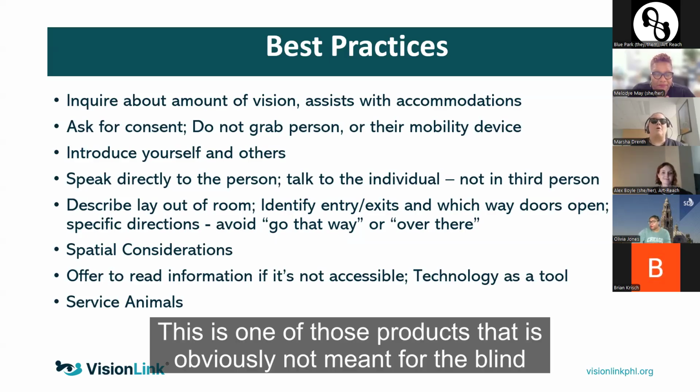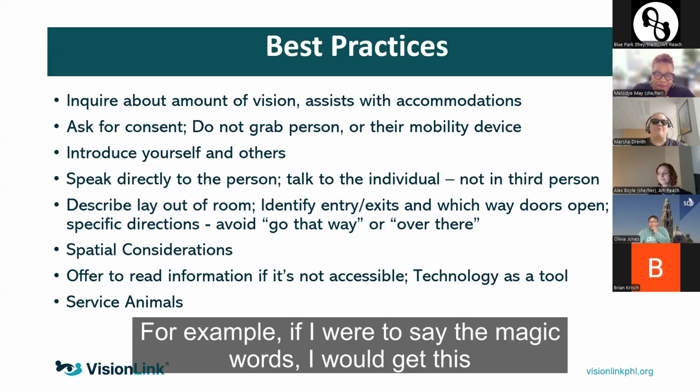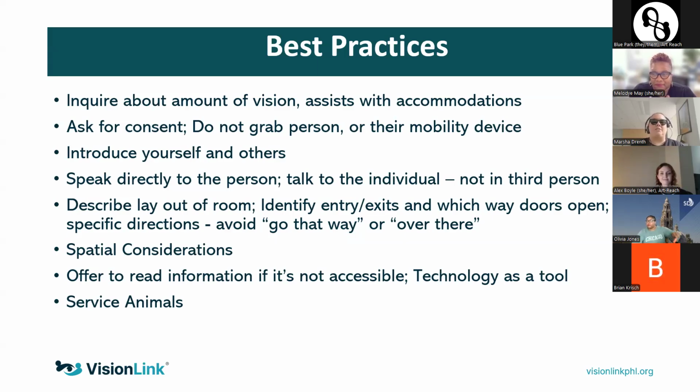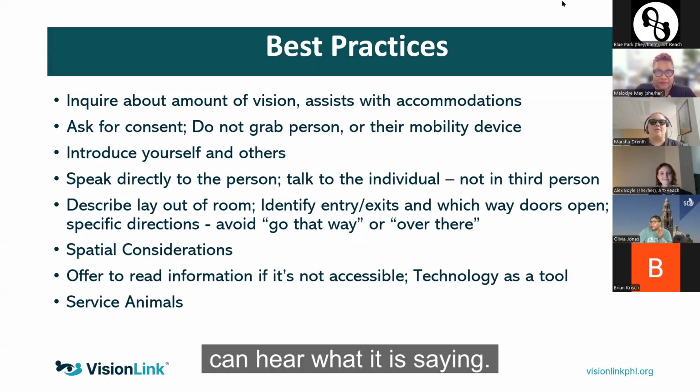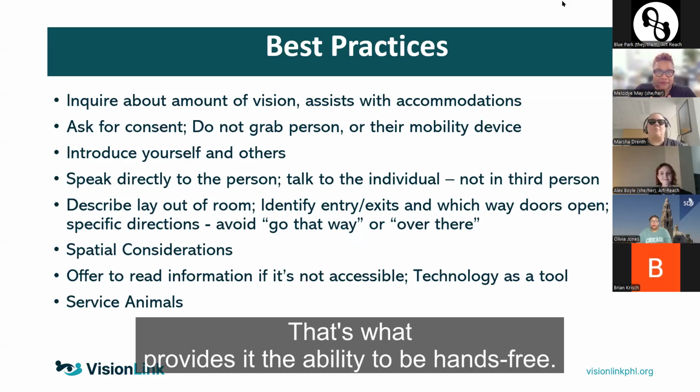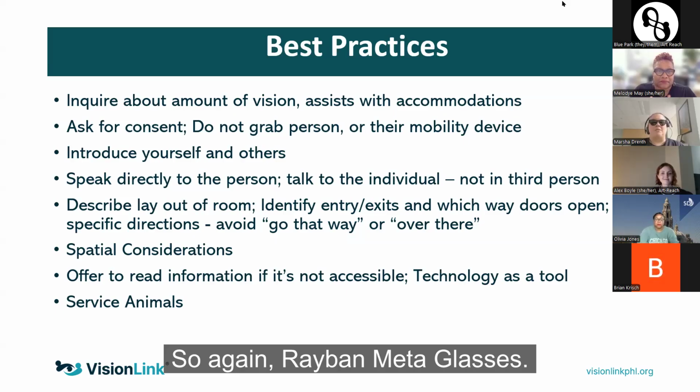And this is one of those products that is obviously not meant for the blind and visually impaired, but by far the blind and visually impaired benefit. So, for example, if I were to say the magic words, I would get this verbal description. There are speakers in the arms of the glasses, so that I can hear what it is saying. That's what provides the ability to be hands-free. So it's just a really great resource. So again, Ray-Ban Meta glasses.